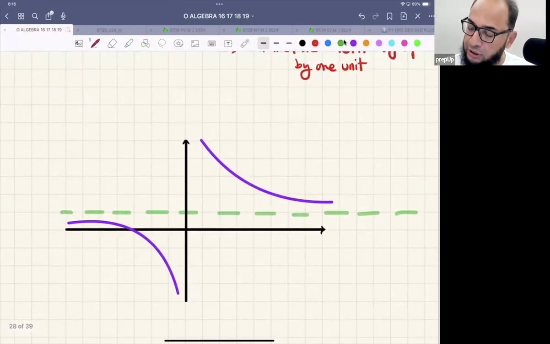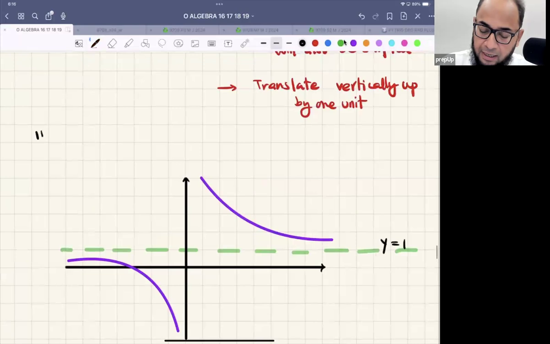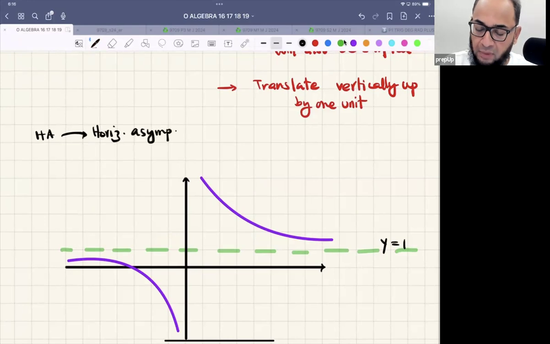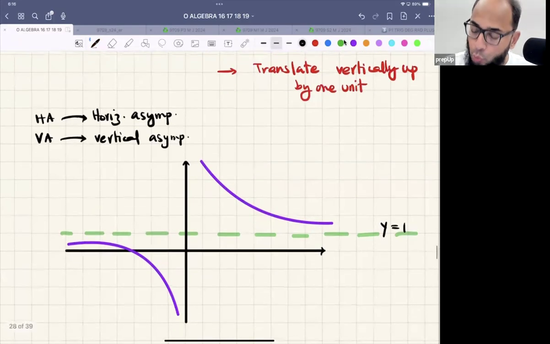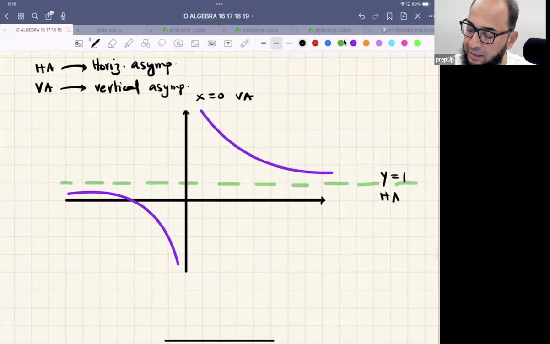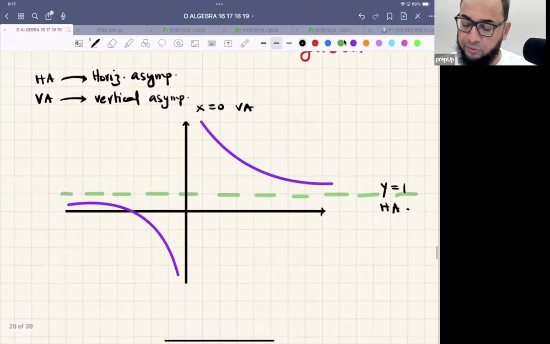So the horizontal asymptote is now y is equal to 1. HA represents horizontal asymptote, and VA represents vertical asymptote. So the y-axis, which is x is equal to 0, is the vertical asymptote, and y is equal to 1 is the horizontal asymptote. That's how the graph is drawn.